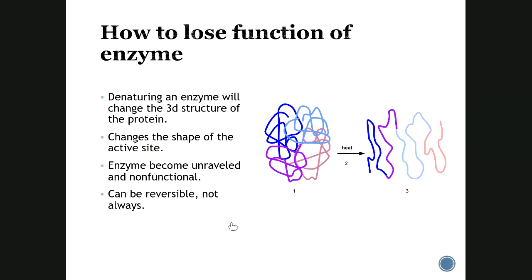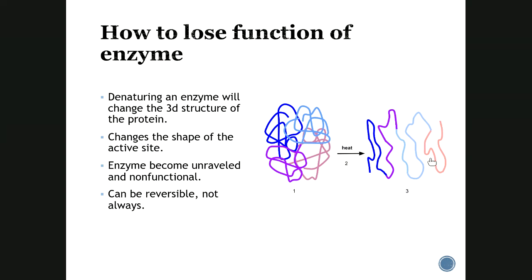So form equals function. If you don't have the right shape, then you can't do your job. So one way I talk about how we can make an enzyme not work as well is denaturation. I talked about the folding of the enzyme, how we get to that tertiary 3D shape, and that shape is going to determine what it's going to do. Now, the active site is really specific, so if you change the active site, the enzyme can't do its job. When we do that, it's a process called denaturation. Denaturation is when you take it from its 3D shape and go back to that primary shape. So it's like unraveling it right here.